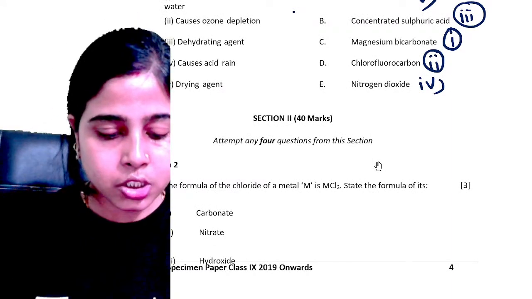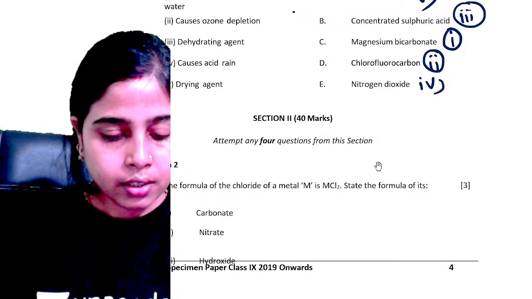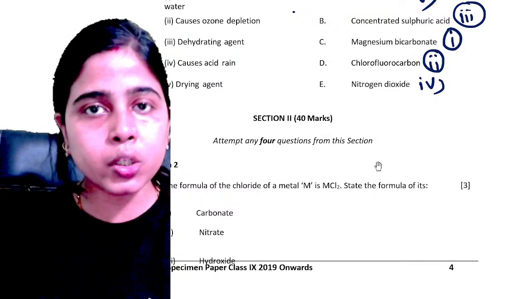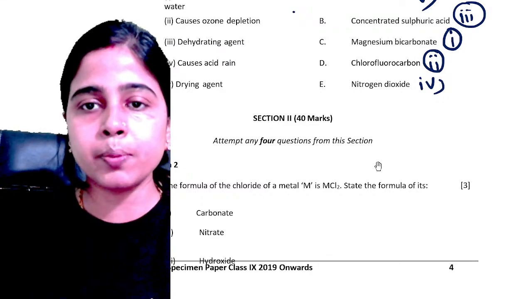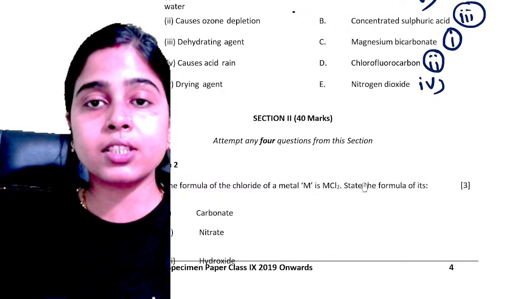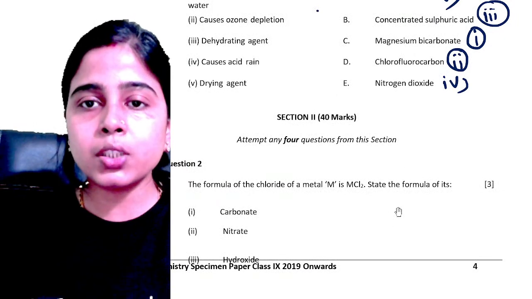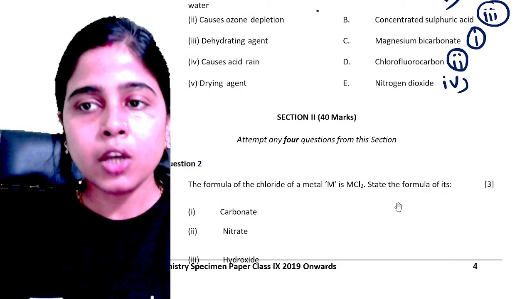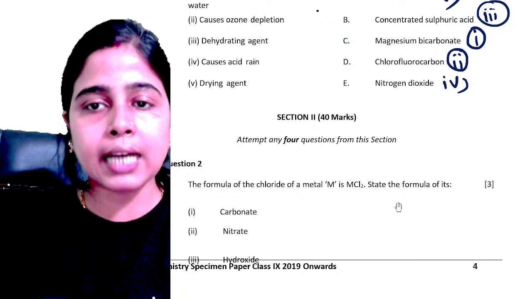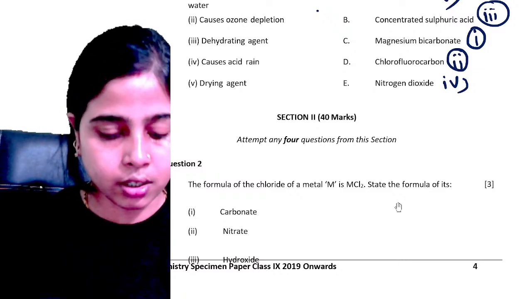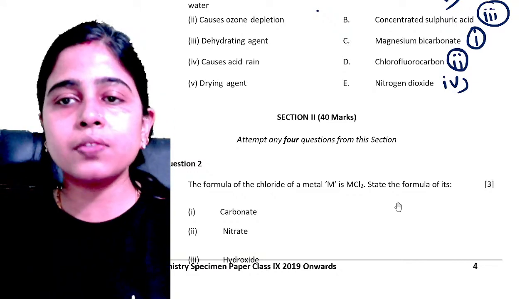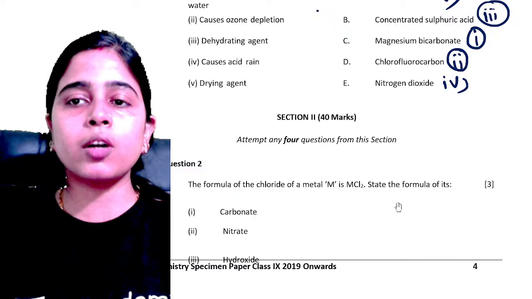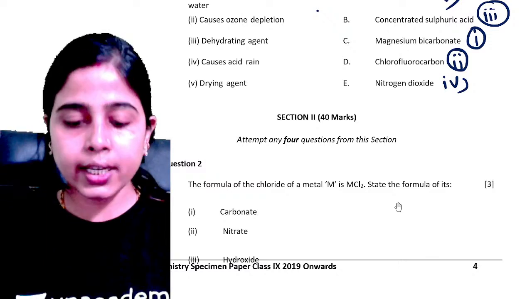Okay. From section 2, yes. Okay, Harsh. So from section 2, you have to attempt any 4 questions. Okay, this is your 40 marks section. So question number 2 is: the formula for the chloride of a metal M is MCl2. You have to state the formula of its carbonate, nitrate and hydroxide. What is the formula of the compound whose chloride formula is MCl2? Please try to answer.